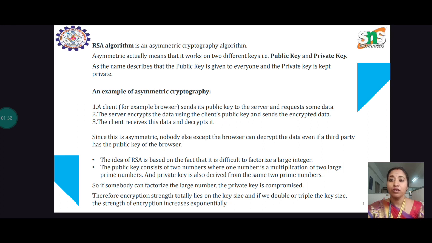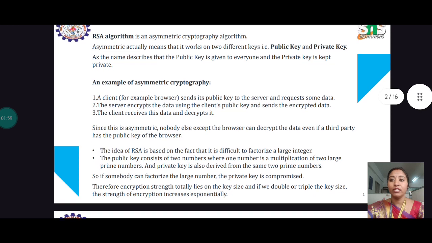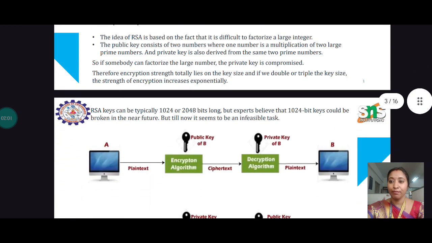The idea of RSA is based on the fact that it is difficult to factorize a large integer. In a mathematical representation, we are not able to factorize large prime numbers, and the RSA algorithm is based on this. The public key consists of two numbers, where one number is the multiplication of two other numbers. In this algorithm, basically we use only prime numbers.